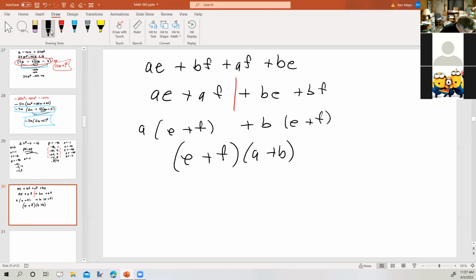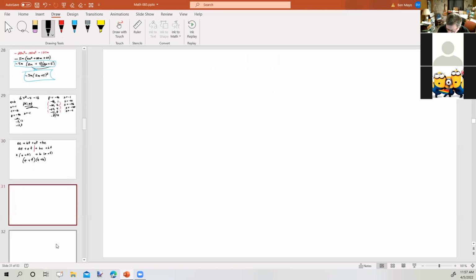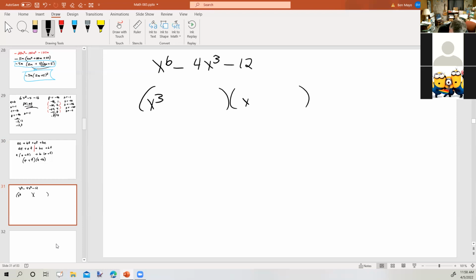Let's see here. How about this one? X to the 6th power minus 4x cubed minus 12. Well, this is a trinomial. It's in standard form. There's no greatest common factor. It's not a perfect square. It does have a leading coefficient of 1. But we're not breaking apart x squared. We're breaking apart x to the 6th. So we would do that. Now the product is -12 and the sum is -4. So -6 and 2.